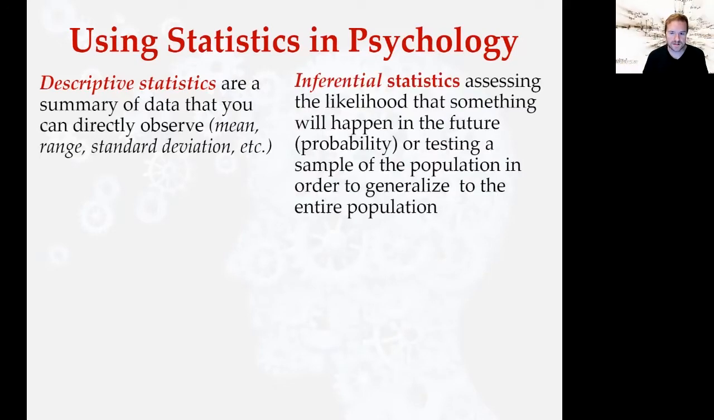Inferential statistics is a method assessing the likelihood that something is going to happen in the future, like probability, or testing a sample of the population in order to generalize to the entire population. So inferential statistics uses a random sample of data taken from a population to describe and make inferences about the population. Inferential statistics are valuable when it's not convenient or possible to examine each member of an entire population.